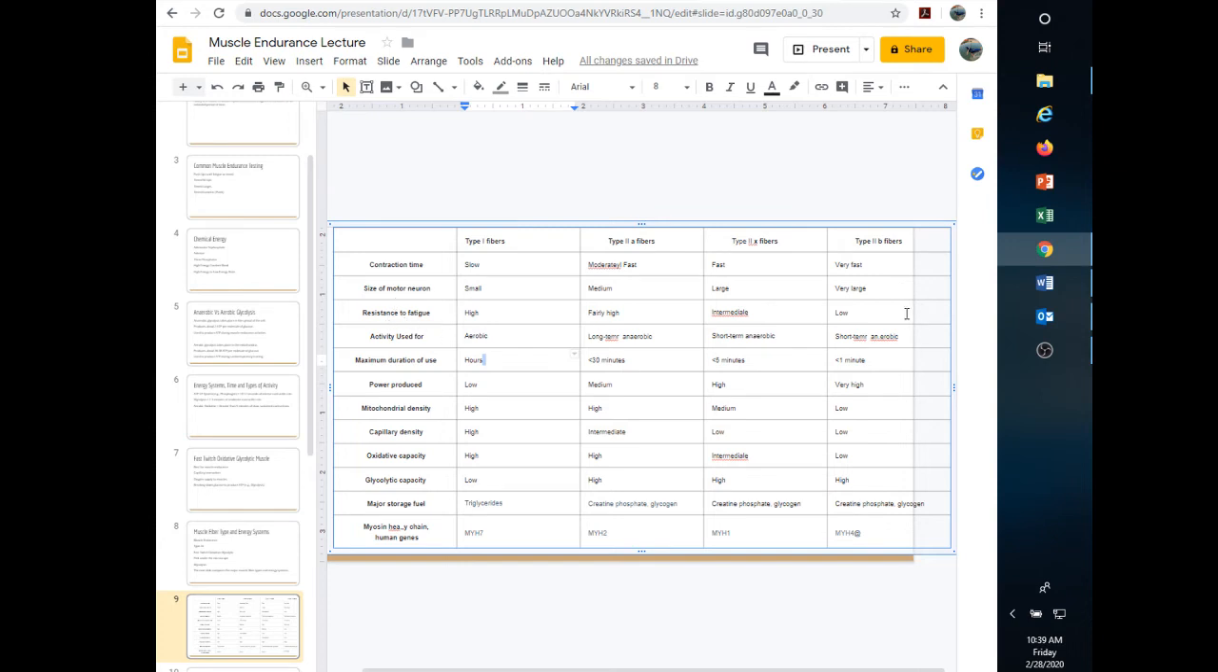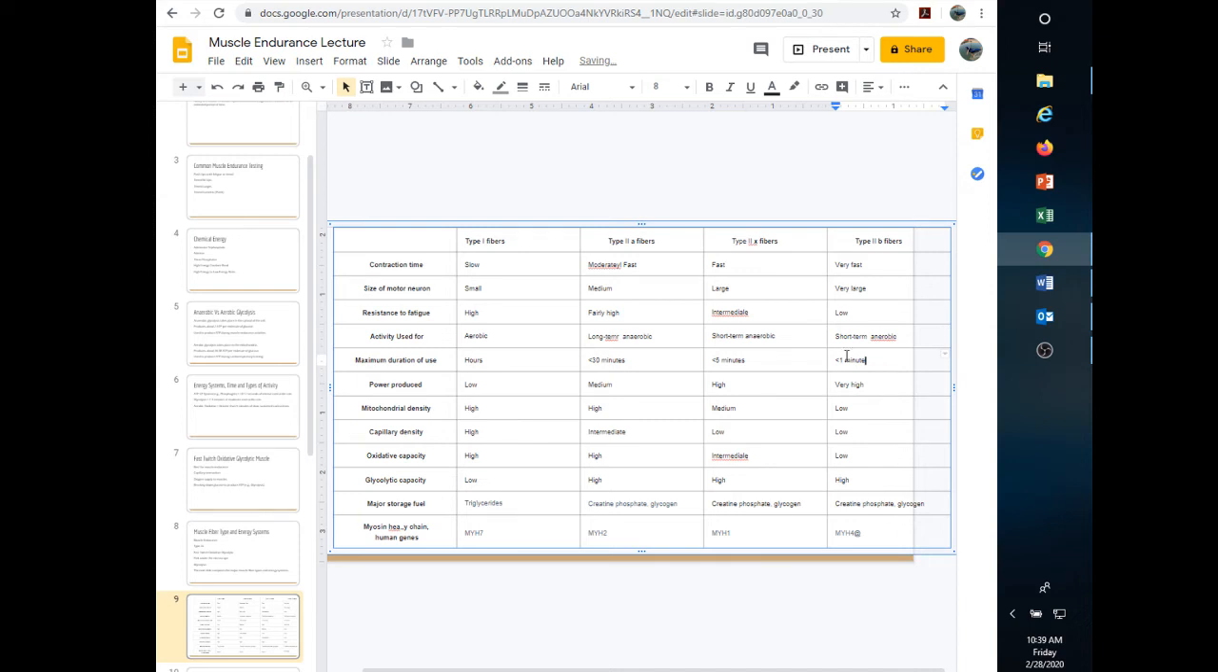Fatigue resistant. Sorry, I can't even talk. Very low fatigue resistance. And then that should say short term. Somehow that got moved around. Don't know how. Anaerobic.